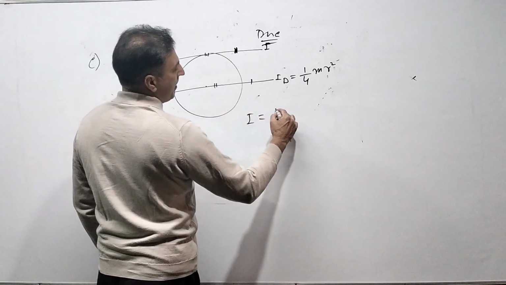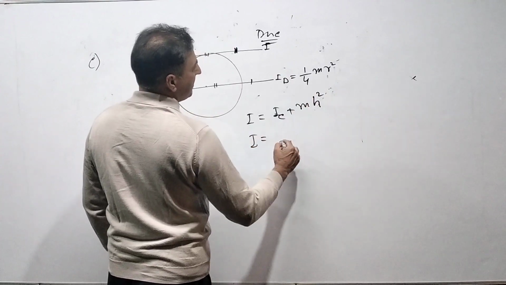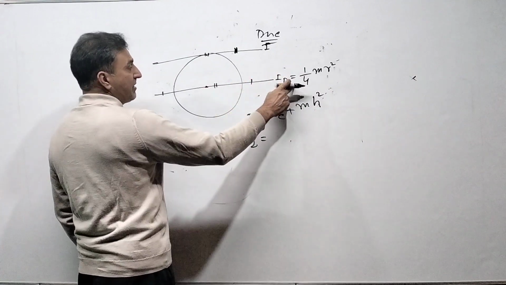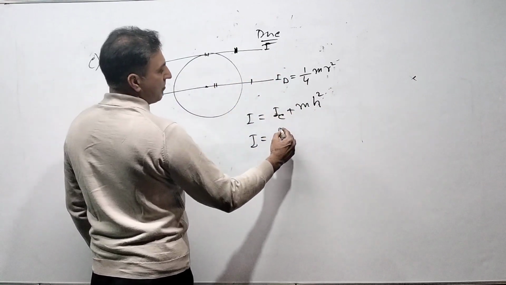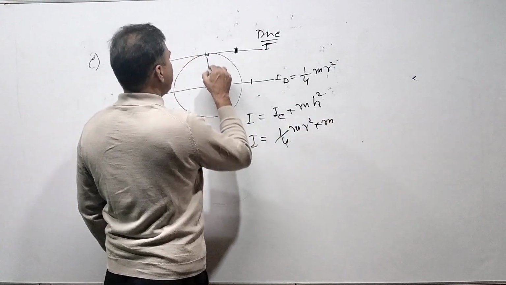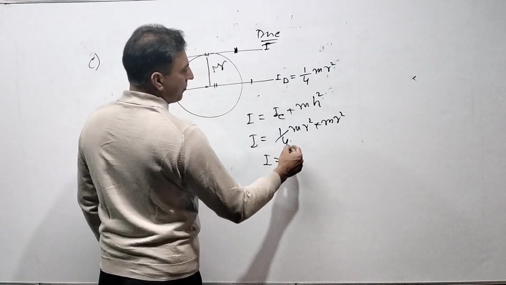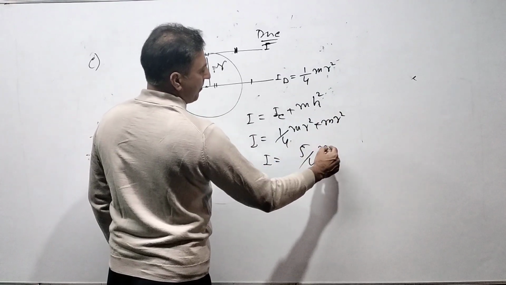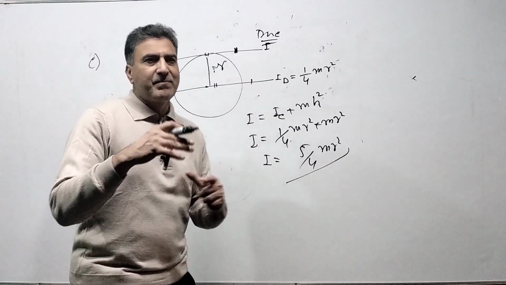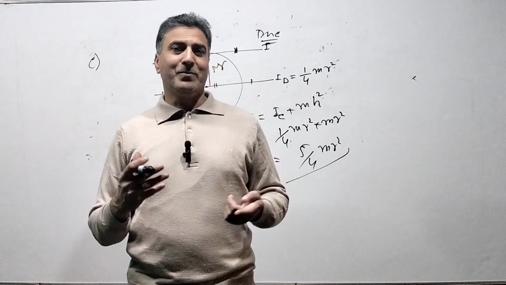तो व्हाट इज मोमेंट ऑफ इनर्शिया अबाउट दिस टेंजेंशियल एक्सिस? सो I is equal to IC plus mh square. So I is equal to, what is IC? Moment of inertia about the center of mass axis. That is this, not this. That is 1/4 mr square plus m, ये h क्या है, ये भी r है, r square. That is I equal to 5/4 mr square. खत्म हो गया। So you can find moment of inertia in most cases by using these two strong powerful theorems.